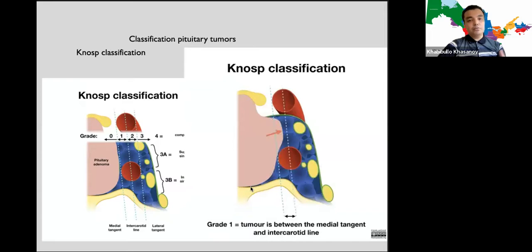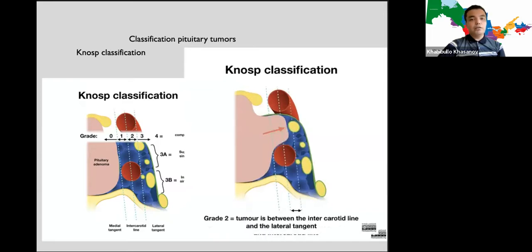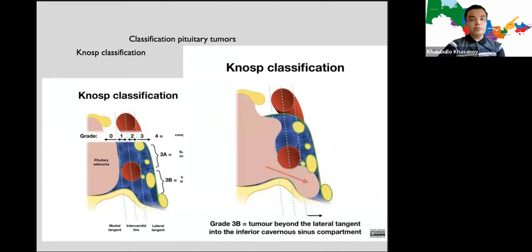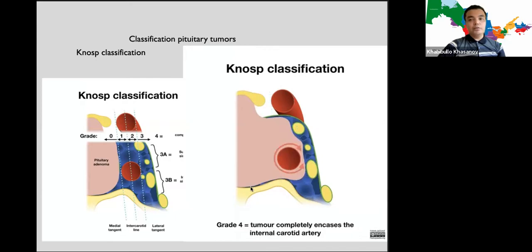And when it passes the medial tangent, it becomes grade one. Grade two crosses the median intercarotid line, but does not cross the third line, the lateral tangent. When it starts to cross the lateral tangent, if it is at the superior cavernous carotid artery, it is 3A, or 3B when it spreads below the cavernous carotid artery within the cavernous sinus parts. Grade four is a complete involvement of the cavernous carotid artery.